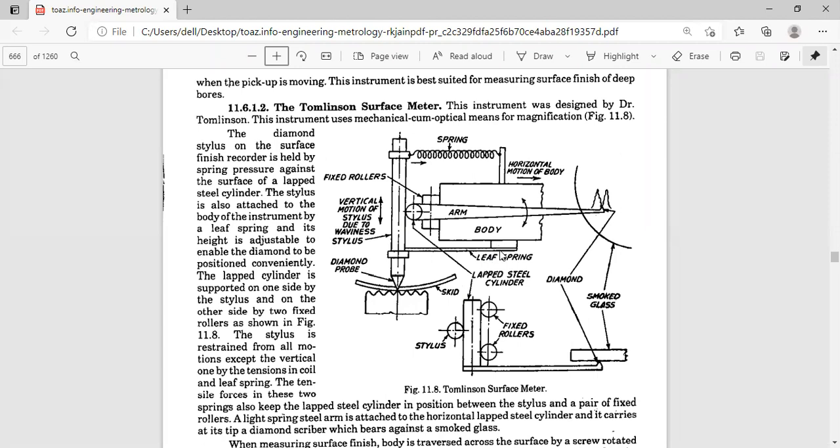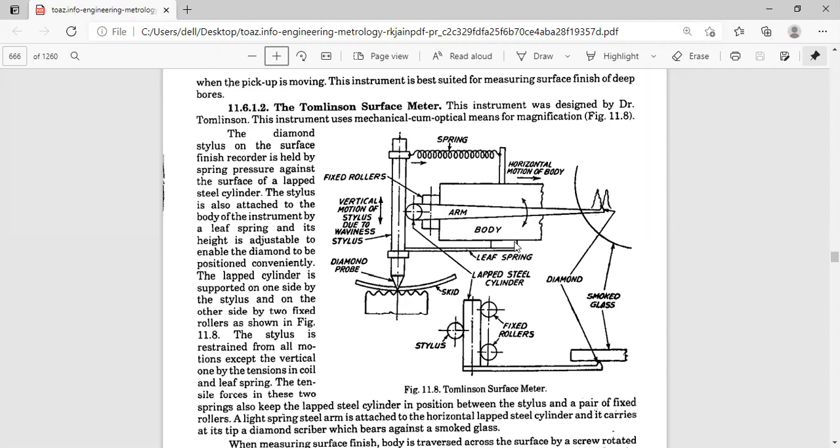And the height of the leaf spring is adjustable so that we can adjust the position of the diamond stylus conveniently. So that is very important as far as how you place it.